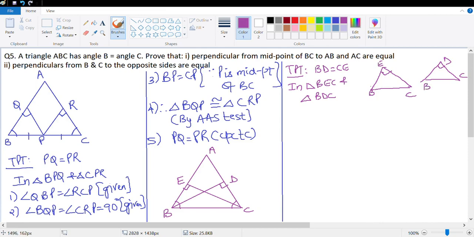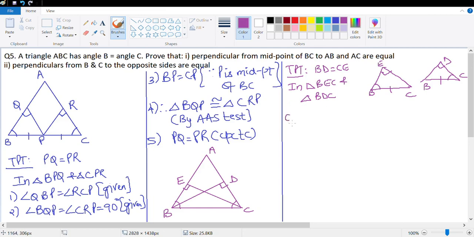What we know is angle B here is equal to angle C. That's given. We know angle E and angle D are equal because this is 90 degrees, and BC and BC are equal by common arm. So we again have the angle side test. Let's just write this down.